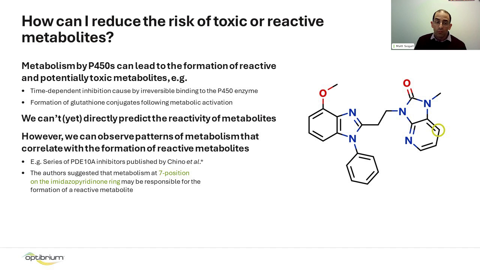In this particular example, we'll look at a series of PDE-10A inhibitors published by Chino et al. a few years ago. And this is an example of one of the compounds from the series. You can see here that in the paper they suggested that the metabolism at the 7 position on the imidazopyridinone ring may be responsible for formation of that reactive metabolite.